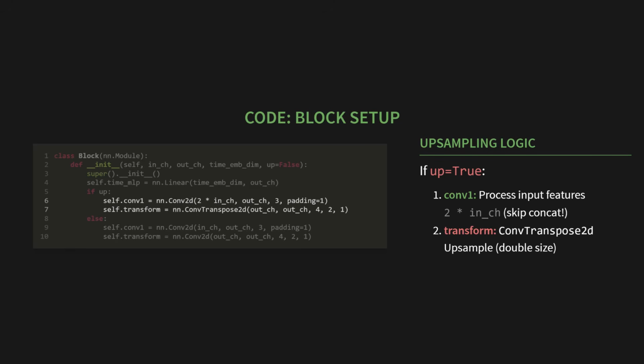Next, look at this if up logic. This is for handling the skip connections. If we're on the upsampling path of the UNet, up will be true. That means our first convolution needs to handle twice the number of input channels, because we just concatenated the features from the skip connection. And the transform layer becomes a ConvTranspose2d to upsample the image, making it bigger.